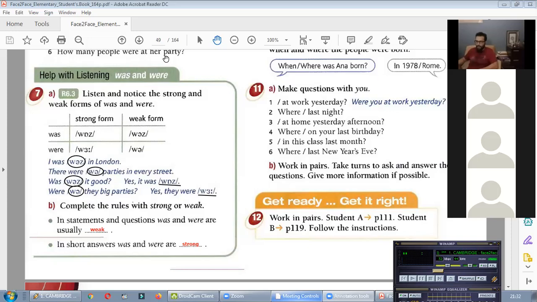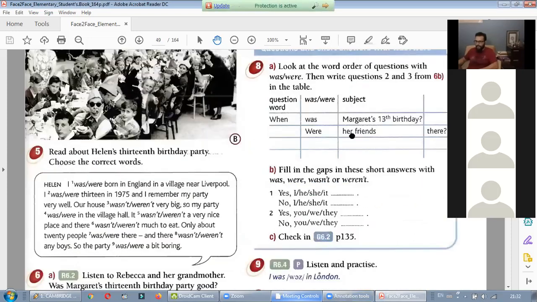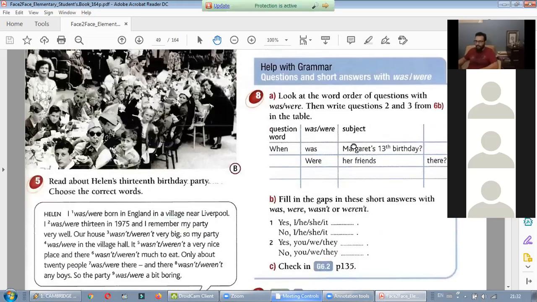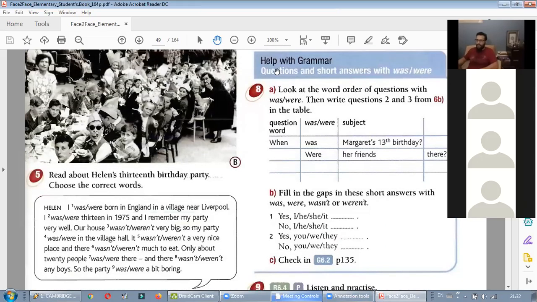So exercise number 8. All right, so here we have the grammar topic. Let's talk about questions and short answers with was and with were. All right, so it says here, look at the word order of questions with was and were, then write question number 2 from 6B.